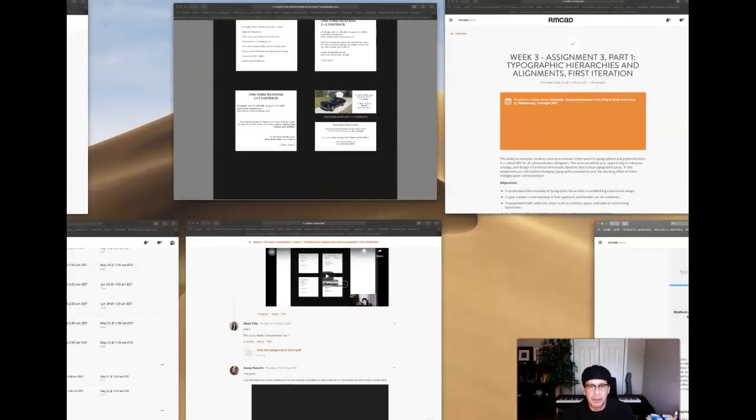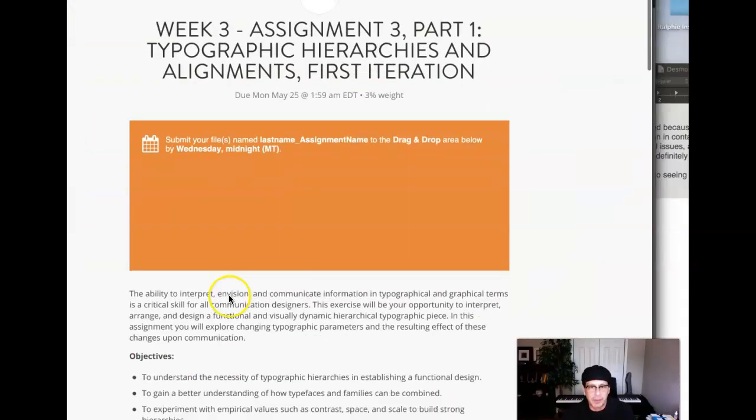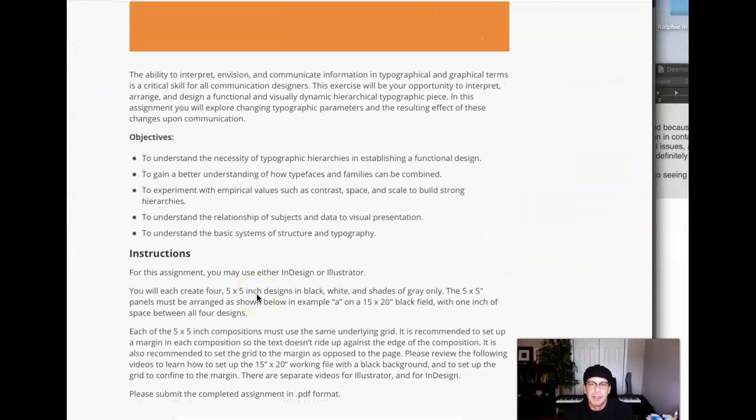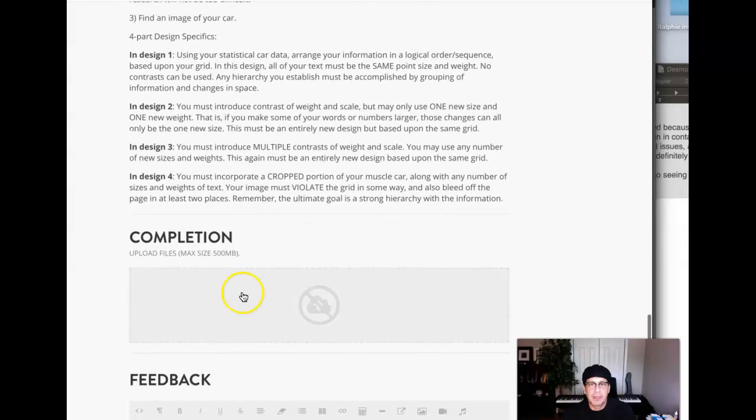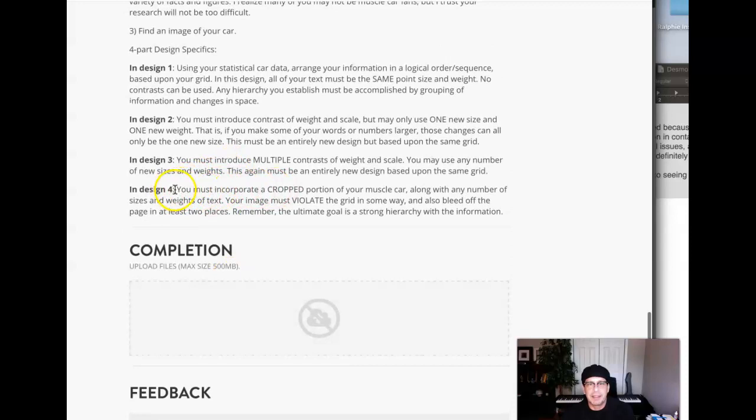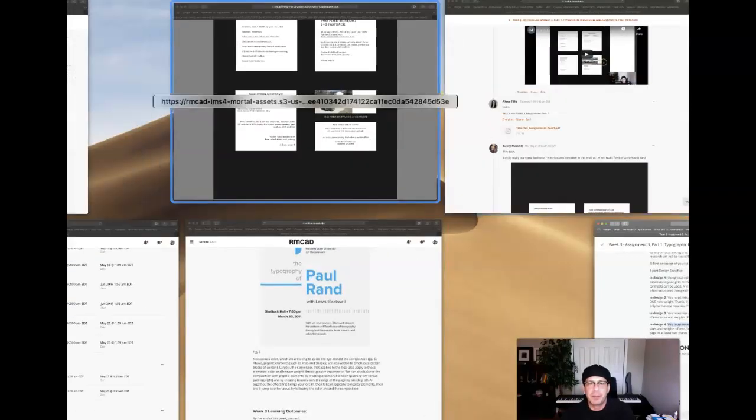where the heck did it go? Gosh, I got so many windows open. Okay, so at the bottom here, we say the fourth composition, the cropped portion of the muscle column. Muscle column must be cropped, okay? Must violate the grid and must bleed off the page in two areas.